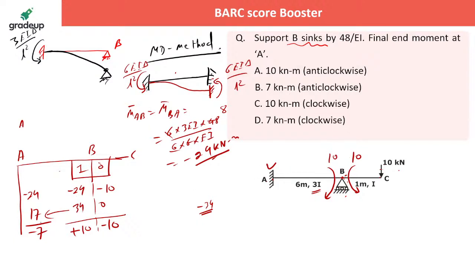Did you get that? So he was asking about the final end moment at A, and the final end moment at A will be minus 7. Minus means what? The sign convention, if you remember in the MD method, is anti-clockwise. So minus 7 will be the final. It will be hogging, or anti-clockwise. So 7 kilonewton meter anti-clockwise will be the moment acting at the end A.